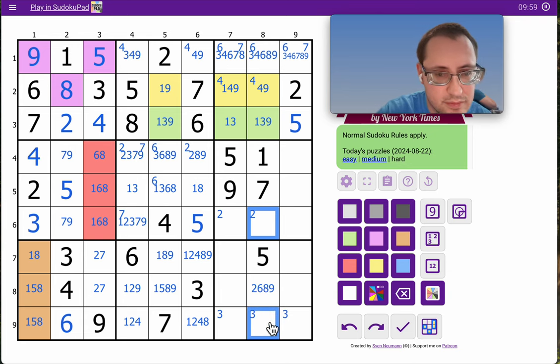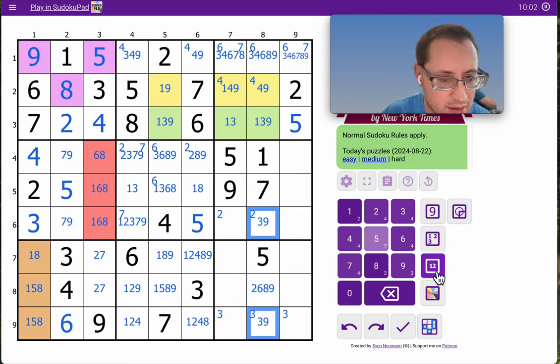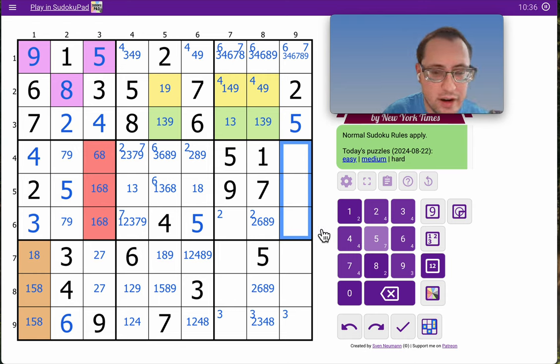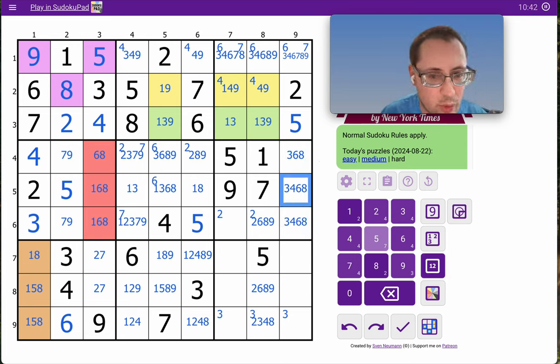Okay. 3, 9. Being 3, that not being 9. 2, 4, 6, 8. This not being 4, this not being 6. One, two, five, seven, nine are out. So these are from 3, 4, 6, and 8. This isn't 4. That could be anything. That's neither 3 nor 4.